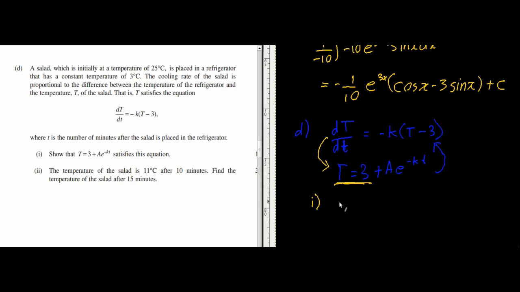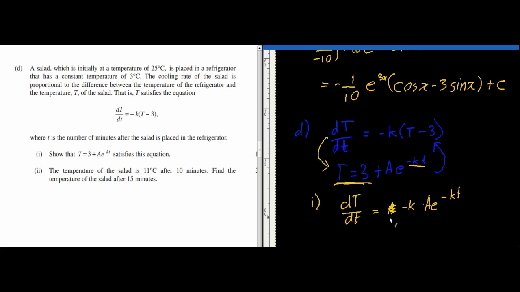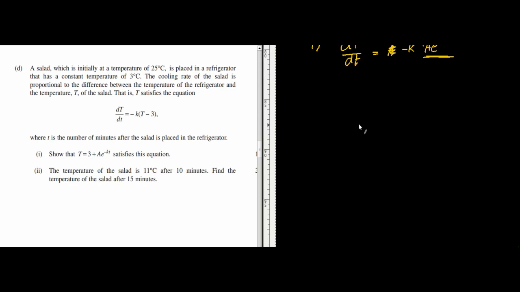So differentiating T with respect to time, the 3 goes away. When I differentiate minus kt, I get minus k, right? So I get minus k times ae to the minus kt, right? So that's what I get when I differentiate. Now if you look at this term, that's exactly the same as this, isn't it? So rearranging, I can do this.